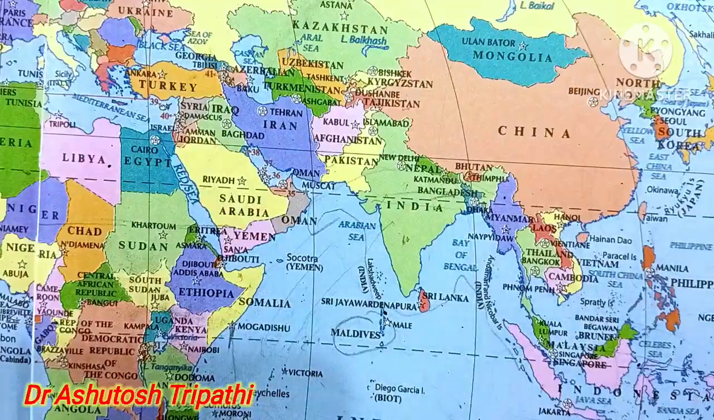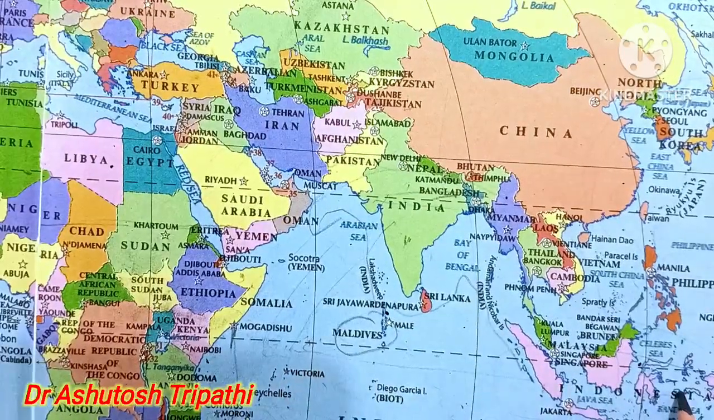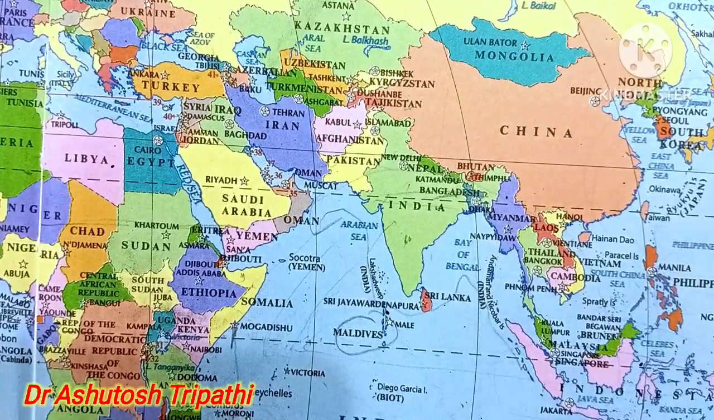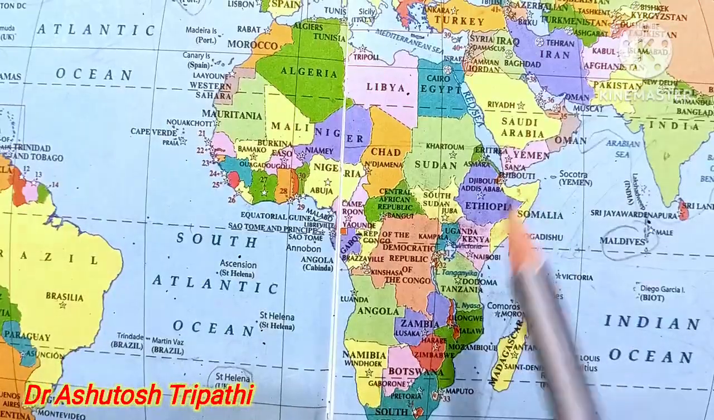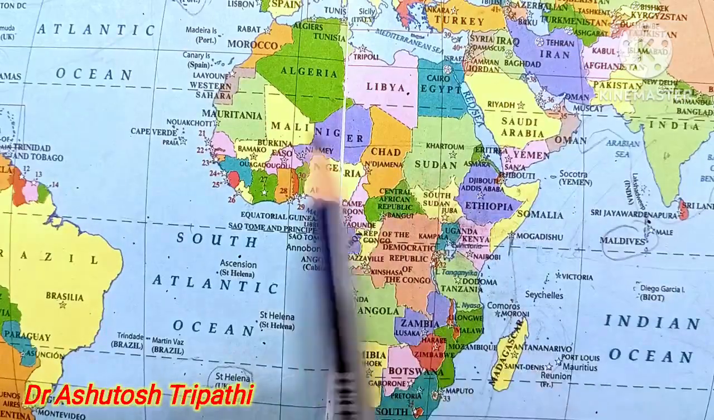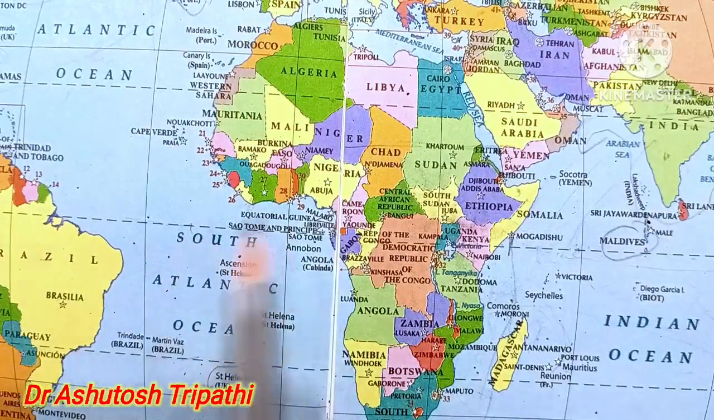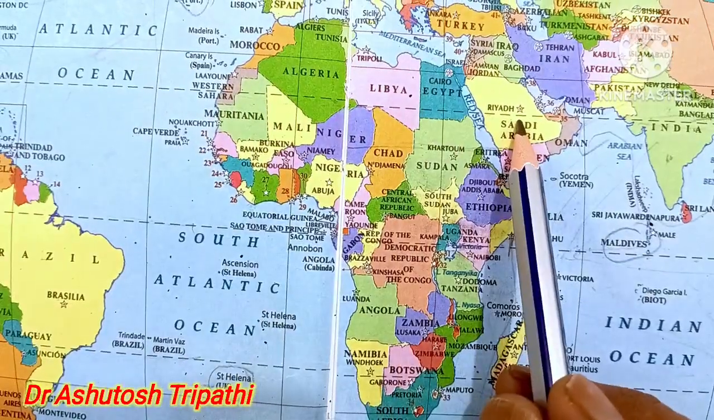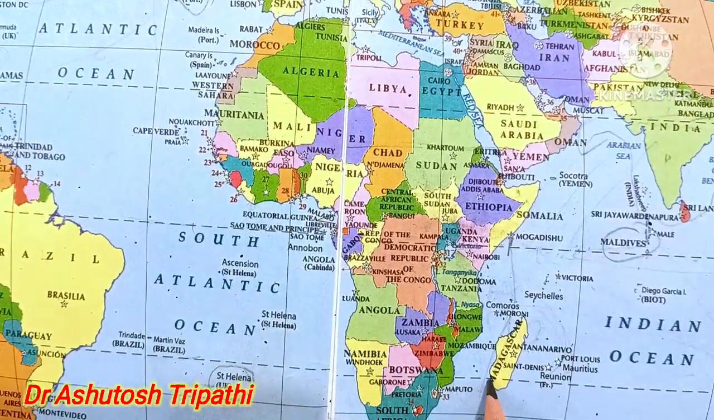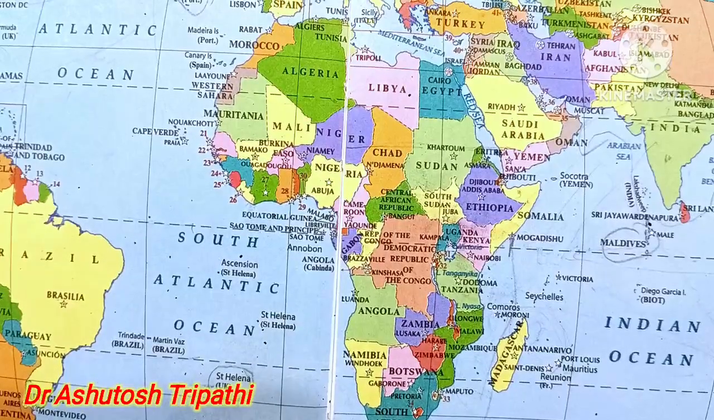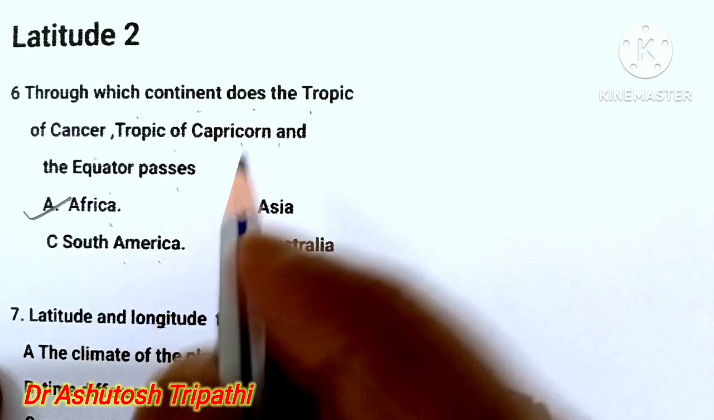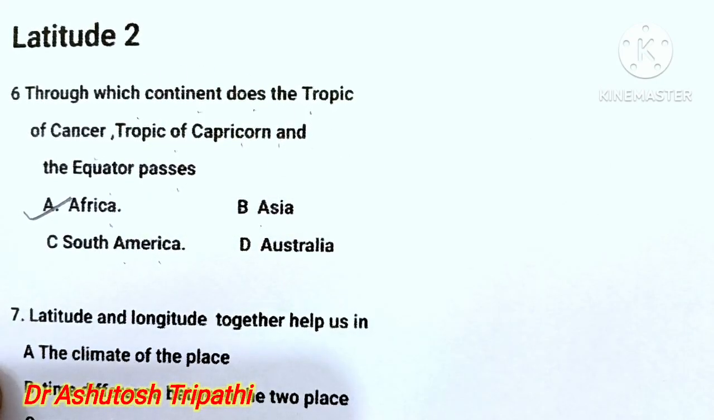This is the Asian continent. Here one is the equator and the second is the Tropic of Cancer, which passes through India. Only two lines pass through it. Now you see the African continent map: the equator passes through the middle of it, that is the Tropic of Cancer and that is the Tropic of Capricorn. It means the right answer is Africa, from where all three lines pass through.